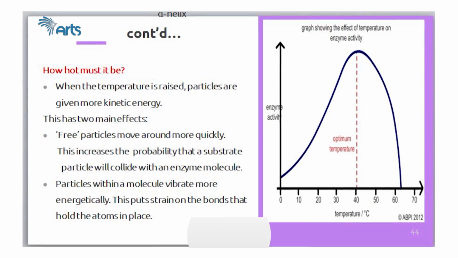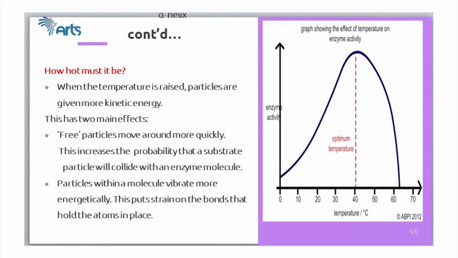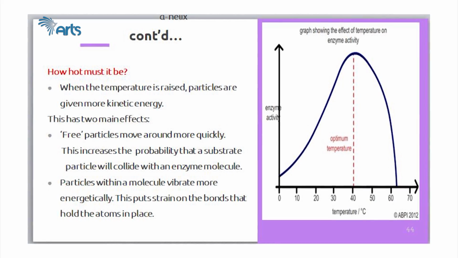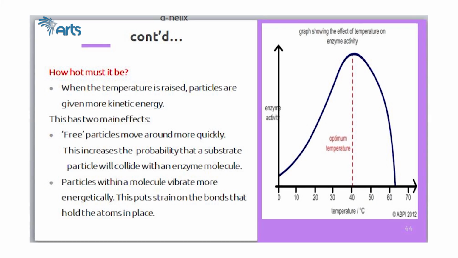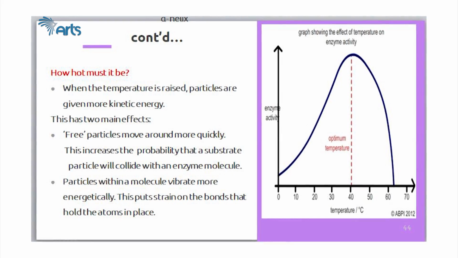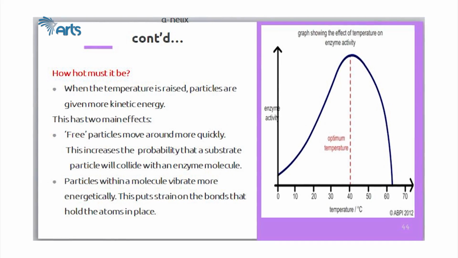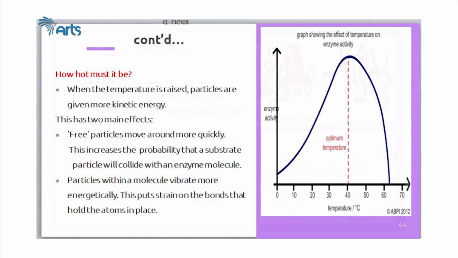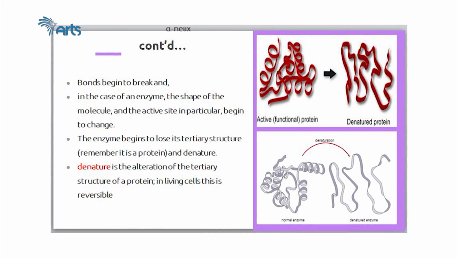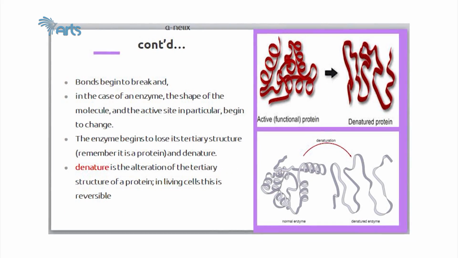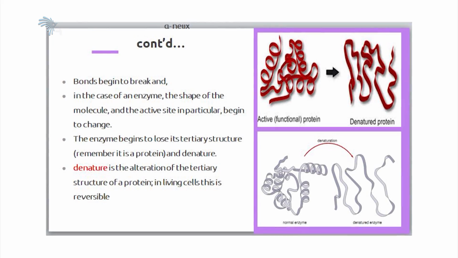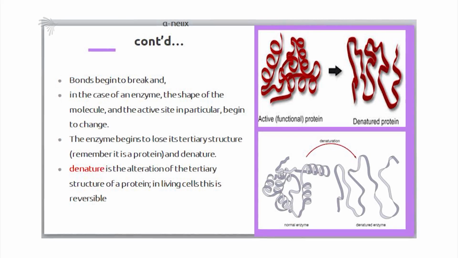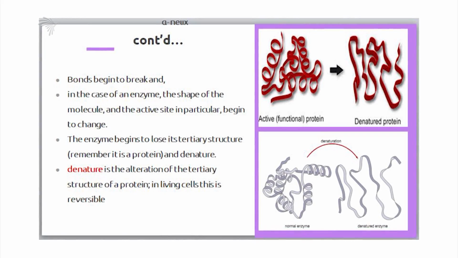Enzymes work at their optimum temperature, a very specific temperature required for enzymes. They can carry out catalytic activity easily there. Below and above that, they will not function properly. Sometimes a conformational change will occur because of excessive temperature. Bonds begin to break. In an enzyme, the shape of the molecule, and the active site in particular, begins to change because of the high temperature. The enzyme begins to lose its tertiary structure. Remember, it is a protein, and it denatures.